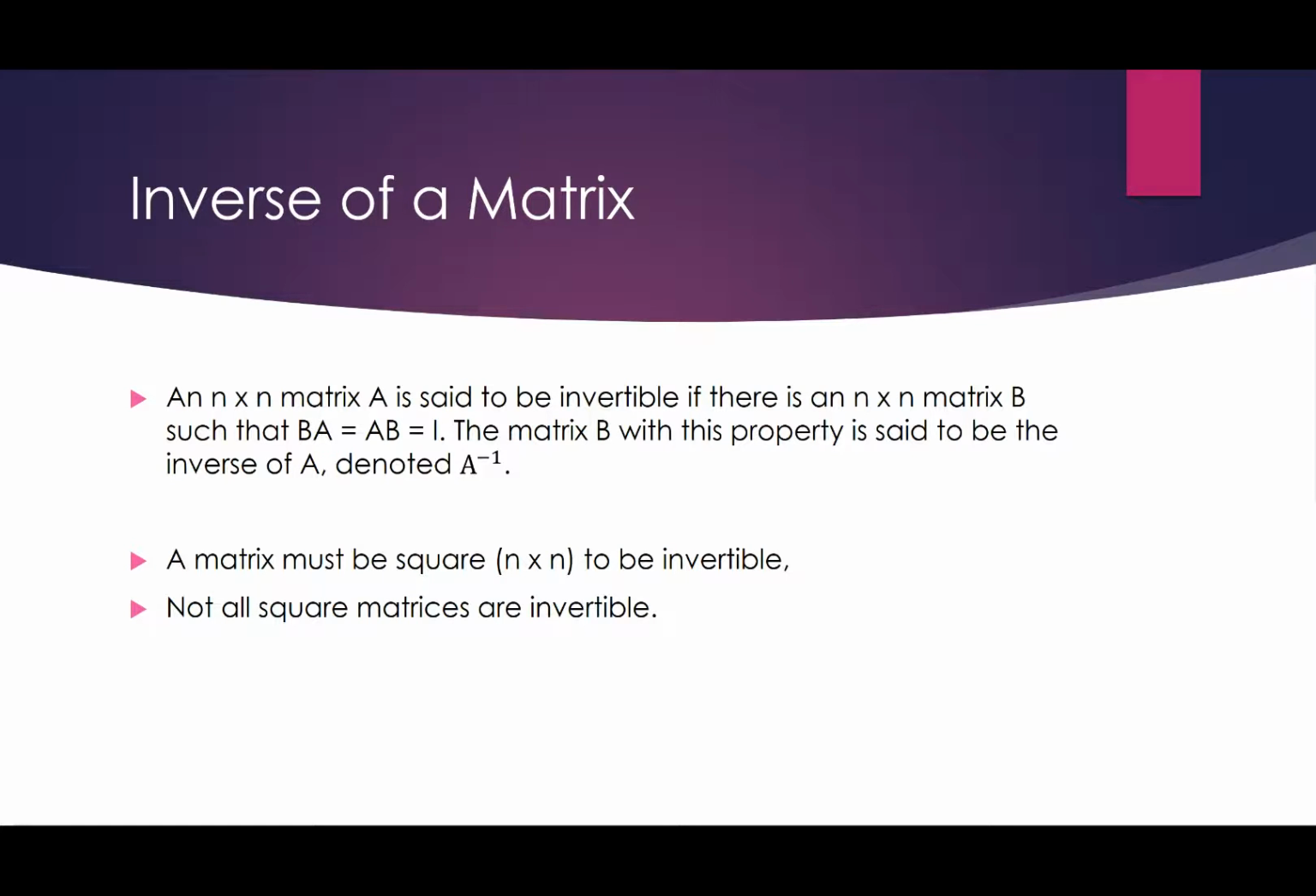So think of it like this, back to normal numbers. If I had the number 5, the inverse of the number 5, if you want to think of it, is the number 1/5. Because if you take the 1/5 and you multiply it by 5, what do you get? You get 1.